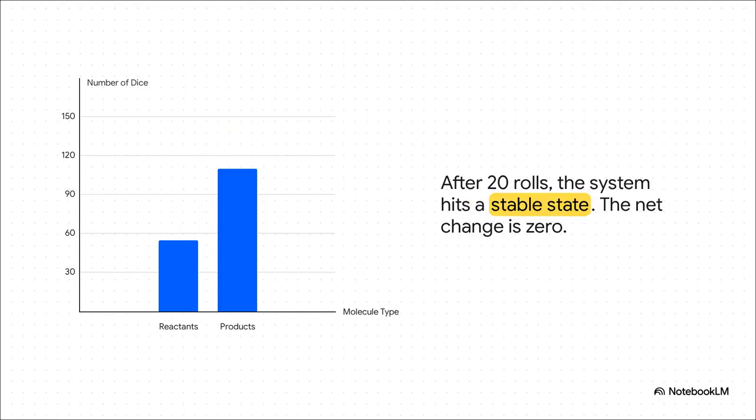And then this happens. After about 20 rolls, the numbers just stop changing. The piles level off. It's not because the dice stopped reacting, it's because the number of reactants turning into products is now perfectly balanced by the number of products turning back into reactants. The net change is 0. We've hit a stable state.